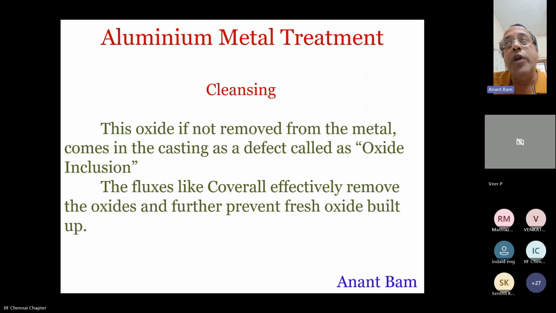Now, why remove this oxide? If this oxide is not removed from the metal, it comes into the casting as a defect called oxide inclusion. This oxide inclusion also attracts a fair amount of gas, and it can catch air also, not only hydrogen. So oxide inclusion is a major defect, and it's a major cause of rejection. Fluxes like Coverall effectively remove the oxides and further prevent fresh oxide buildup.